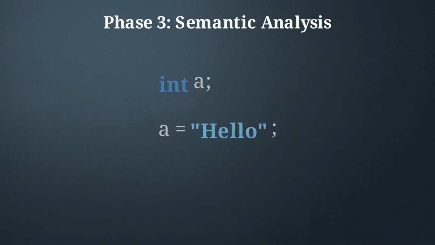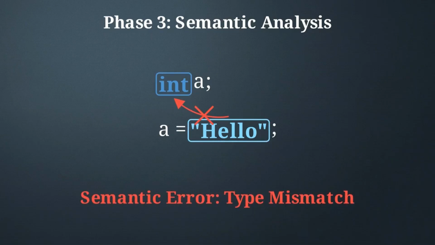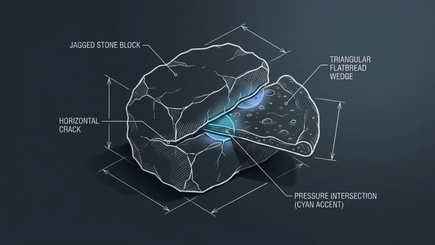Phase 3, semantic analysis, checks for logical meaning. It flags a mismatch if you try to store a text string inside an integer variable. Think of the sentence, "The stone is eating pizza." The grammar is perfect, but the meaning is nonsense. The semantic analyzer catches these logic-based issues.